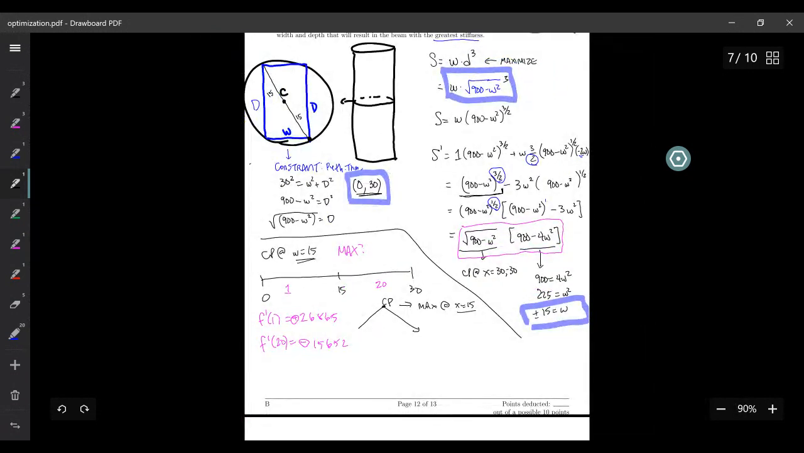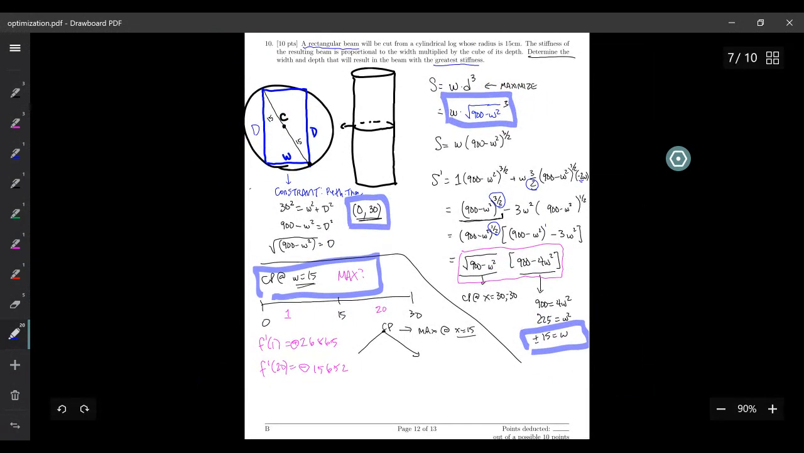Finally, actually answer the question. It's asking what is the width and depth. So the width here is 15 centimeters, and then the depth, if you look back at your D variable, is the square root of 900 minus 15 squared. So this is root 675 centimeters. That would be my final two answers.